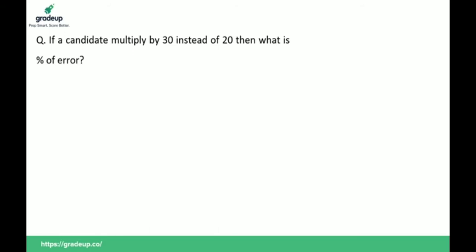Yes, guys. Vipin, actually base is always the initial number. Now listen. If a candidate multiplies by 30 instead of 20, then what is the percentage of error?